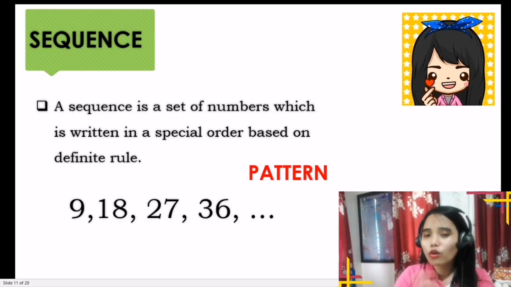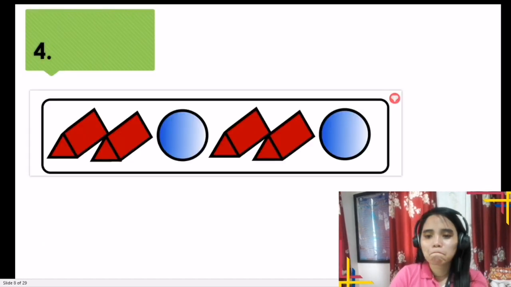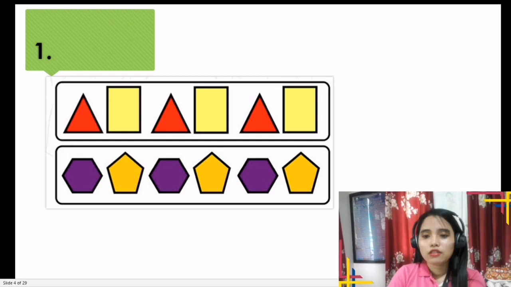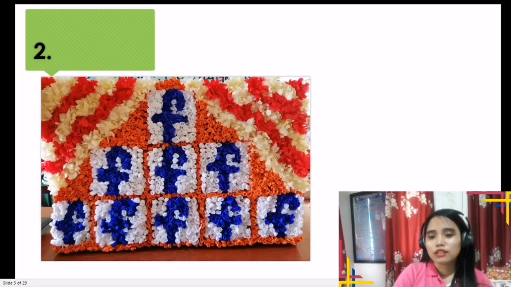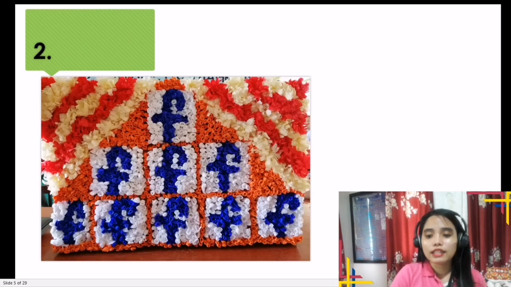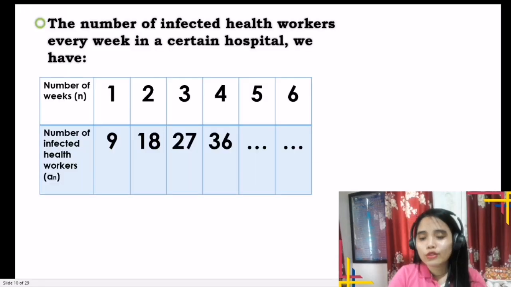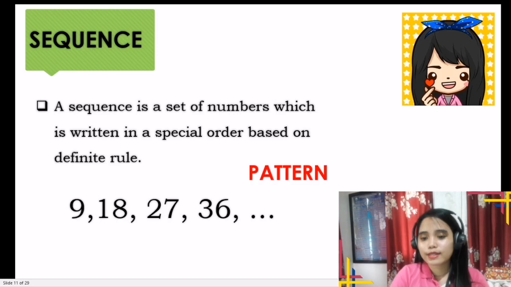Let's go back to our examples earlier. There is a pattern: triangle, rectangle, triangle, rectangle. That's why we saw what the next term, the next figure, is. Here too, there is a pattern: 1, 3, 5, and the next is 7 Facebook logos. So, all of those are examples of sequences.